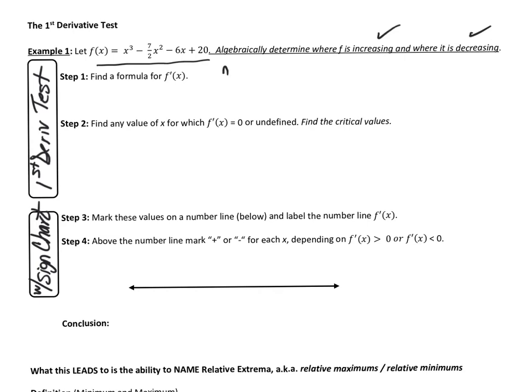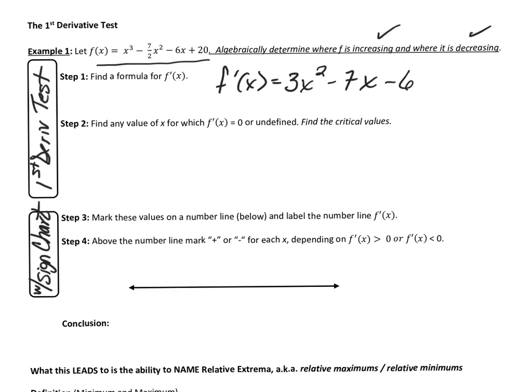We're going to find the first derivative first. It is the first derivative test. And so the first derivative of our function, x cubed gives us 3x squared. Minus 7 over 2 x squared gives us minus 7x. Minus 6x gives us minus 6. Derivative of 20 is 0. So that's our first derivative.